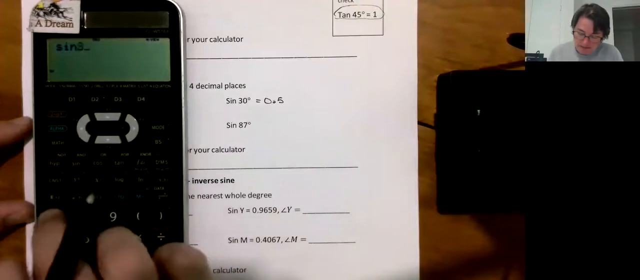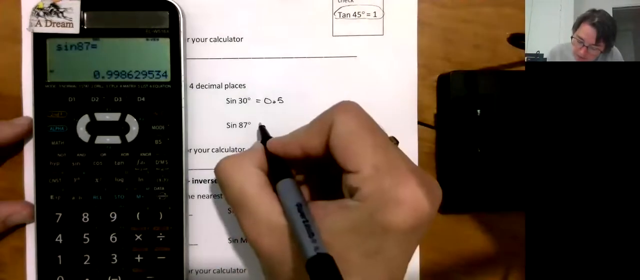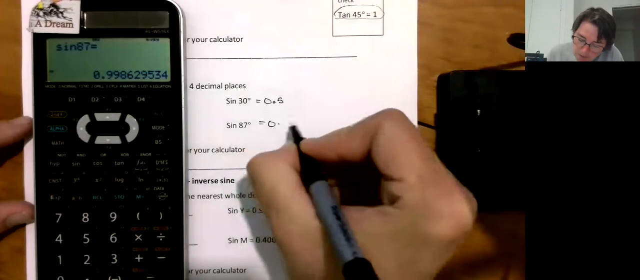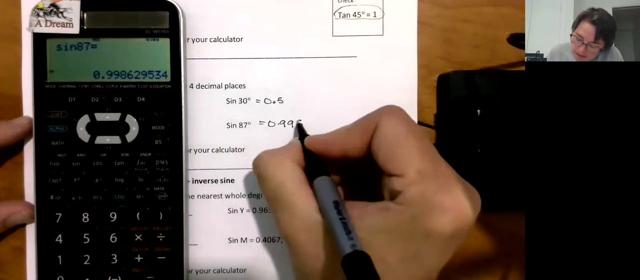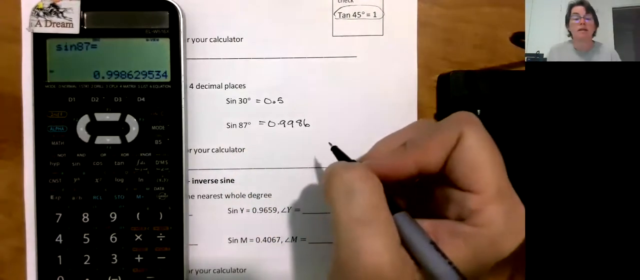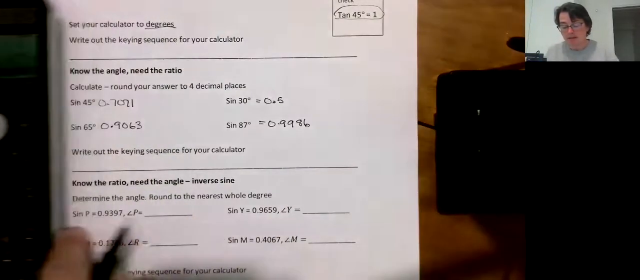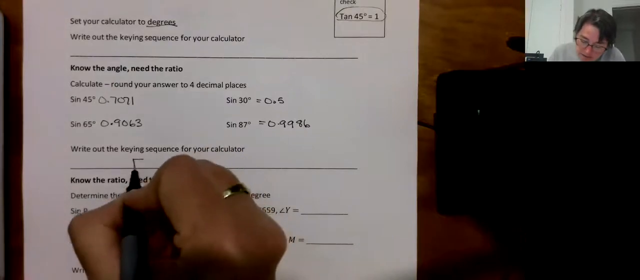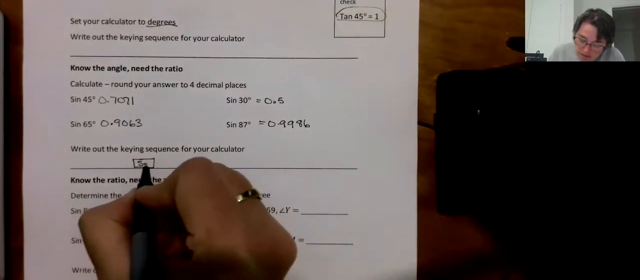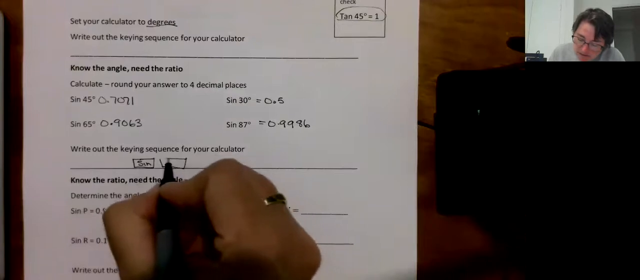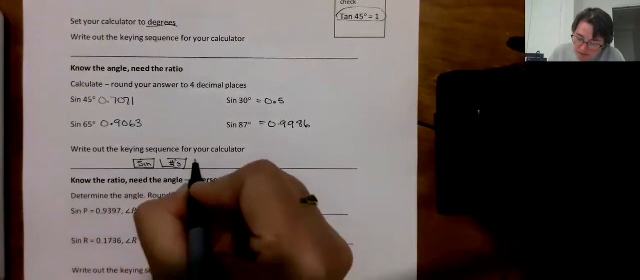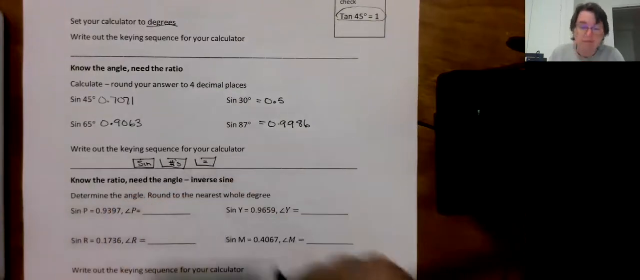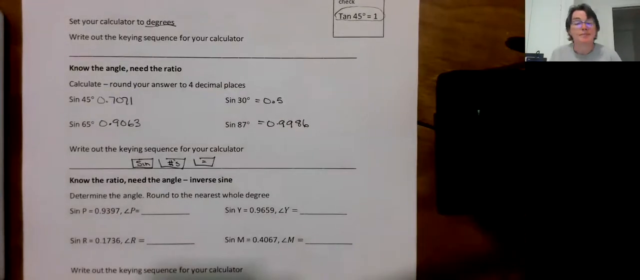Sine 87 equals 0.9986. That's all there is to it. And on my calculator, my keying sequence was hit my sine button, and then hit my numbers, and then I think it was hit the equal sign. That's important, and I encourage you to write that down.